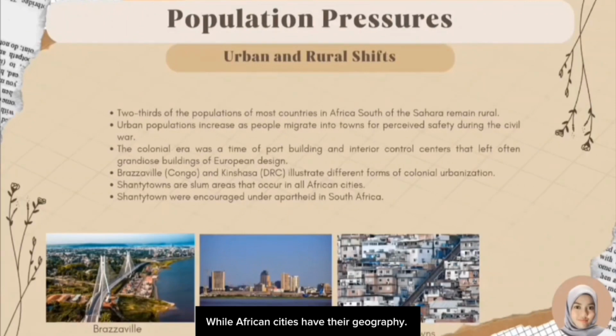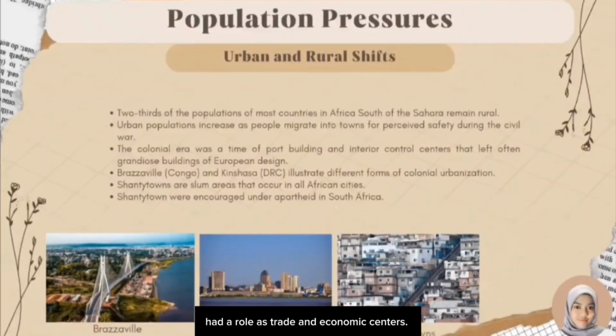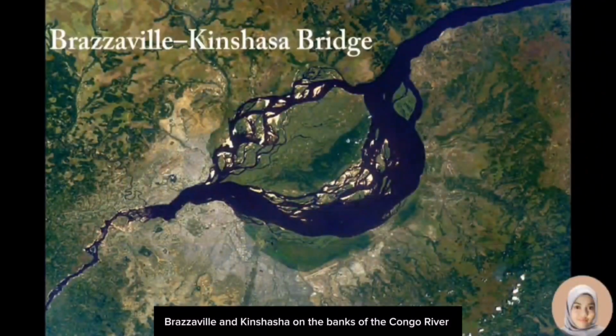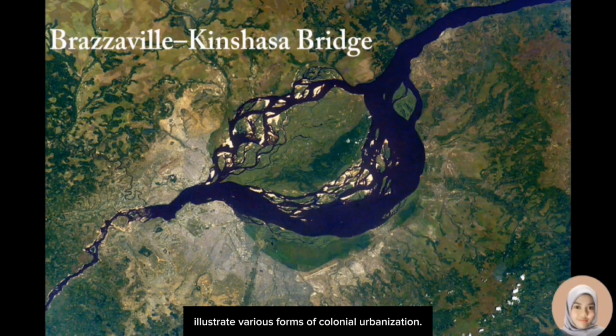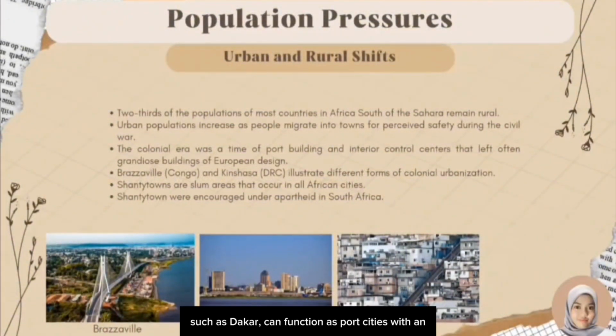While African cities have varied geography, several cities along the Trans-Saharan trade routes, such as Timbuktu and Agadez, had a role as trade and economic centers. Some larger cities around the Sahara, such as Algiers and Rabat, are as good as modern cities with more advanced infrastructure, and the capitals of countries in the Sahara region, such as Bamako or Niamey, are at the center of government and administration. Brazzaville and Kinshasa, on the banks of the Congo River, illustrate various forms of colonial urbanization. In addition, cities along the coastline can function as hubs with an important role in trade and transportation, while shanty towns and slums are found in all African cities.